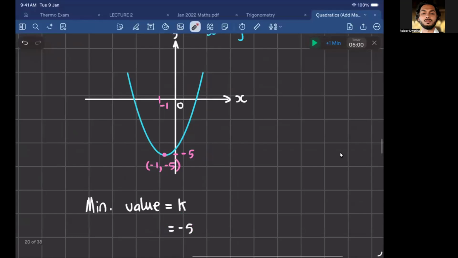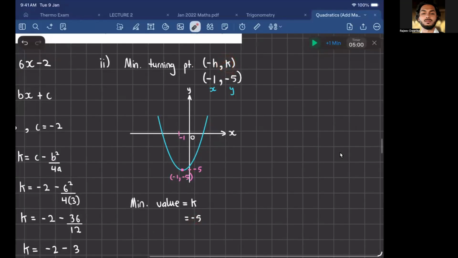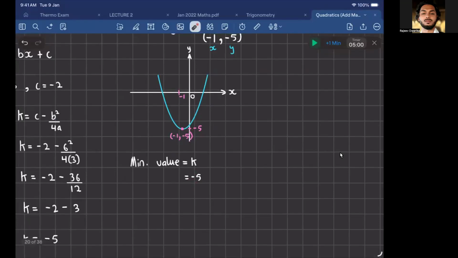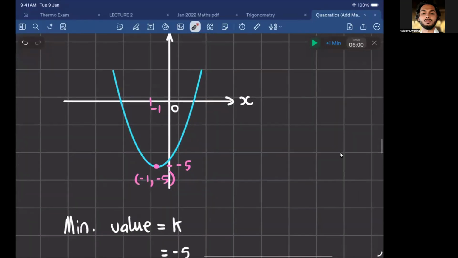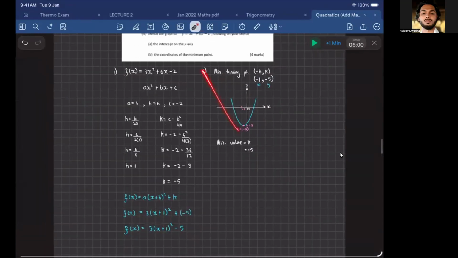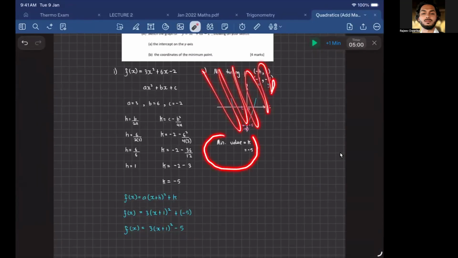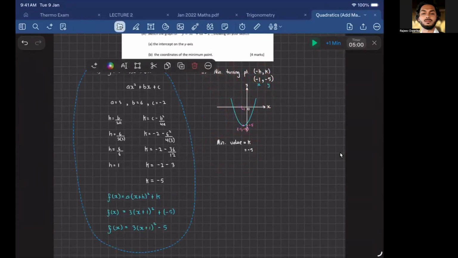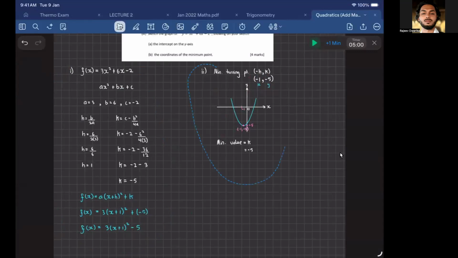Now, as you can see, the minimum value was -5, which corresponds to the k value. So the minimum value or the maximum value is always given by k. Avinash, can you see for yourself that the lowest value the graph is going down to is -5? Yes, sir. Great. So the answer for this is just -5, which is k. So you didn't have to do all of that. Anytime they ask you for the minimum or the maximum, it's just equal to k. Hopefully remember that. It's literally just k. Let's move on.